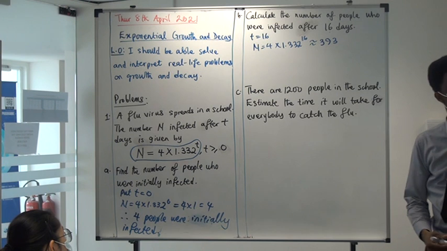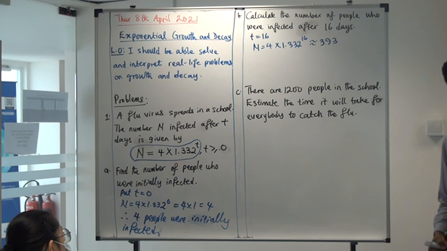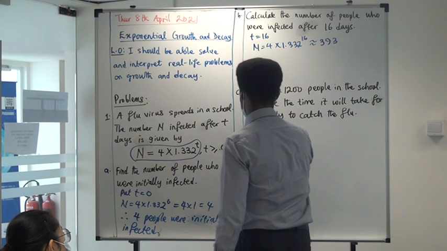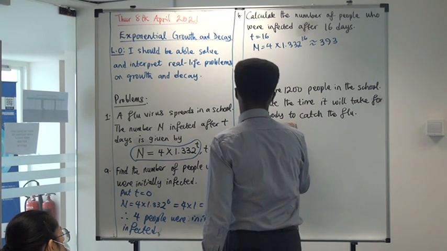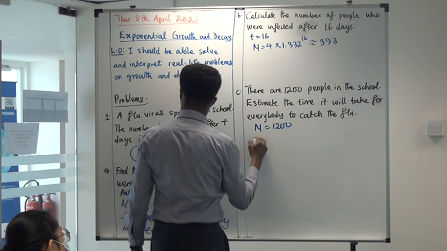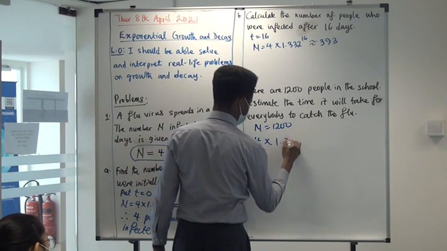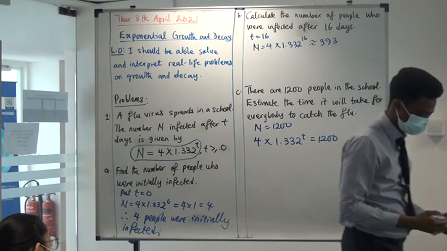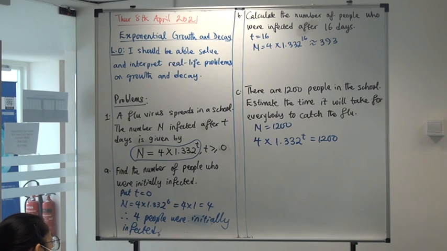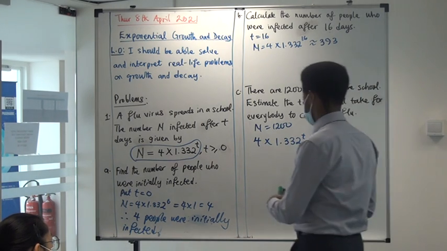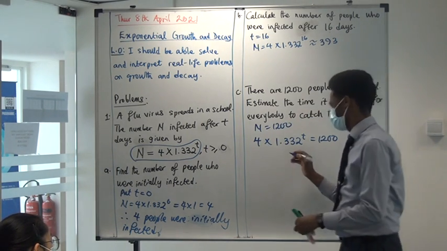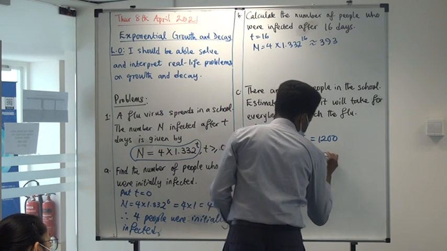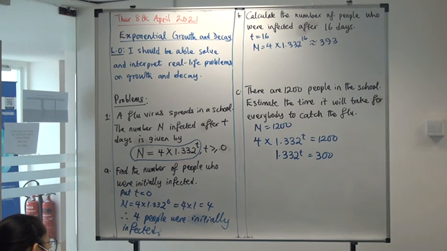Yanko? You put 1,200 into n, so it'll be 1,200 equals 4. So for this one, it means n is equal to 1,200. So we are talking about when 4 times 1.332 raised to power t equals 1,200. How do we solve this? And then you move the 4 to the other side, which is 1,200 divided by 4. So it's saying 1.332 to power t will be 300. You're correct? Yes. Okay, how do we solve that?